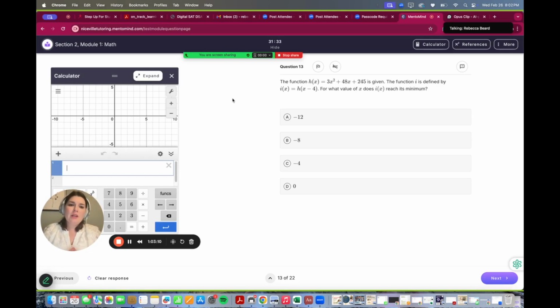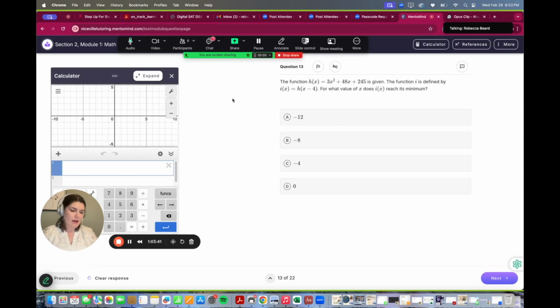So this one right here, Desmos is going to be my best friend. I just see where it says the function h of x equals 3x squared plus 48x plus 245. The function I is defined by I of x equals h of x minus 4. For what value of x does I reach the minimum? So minimum is a little bit pre-calc, but if you're not a pre-calc fan, that's okay. The minimum is just going to be the bottom value.